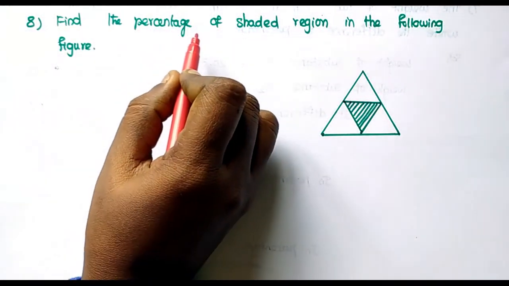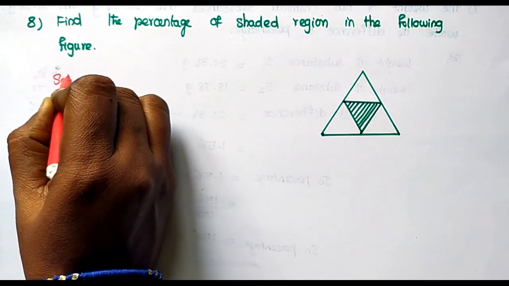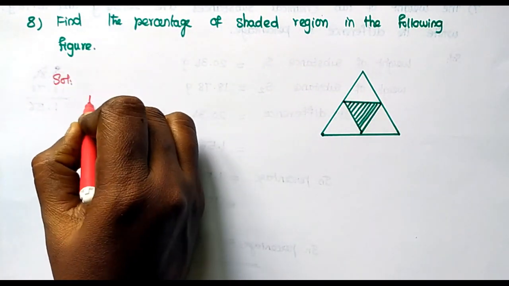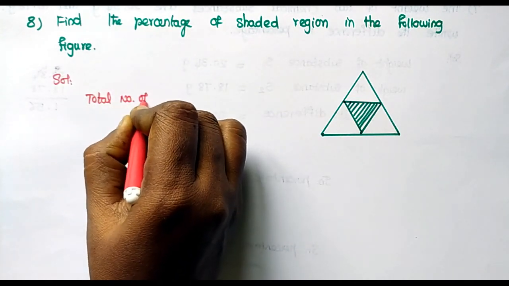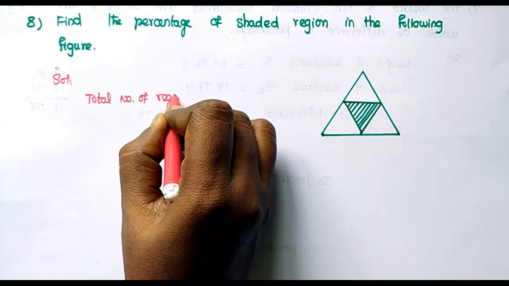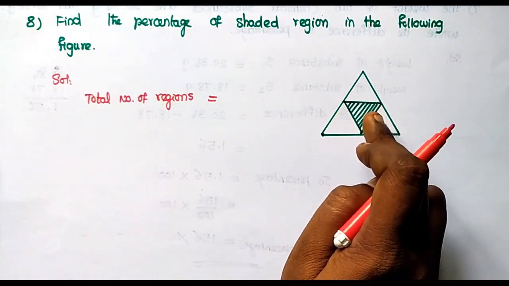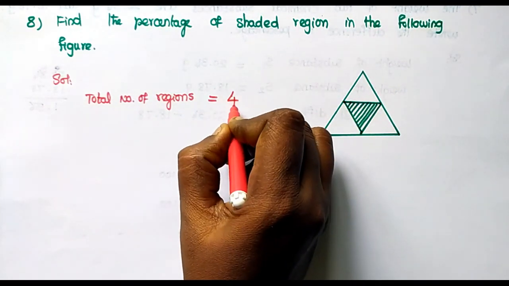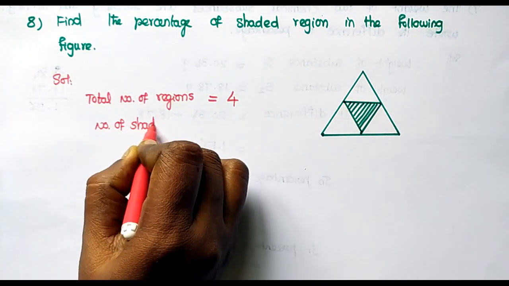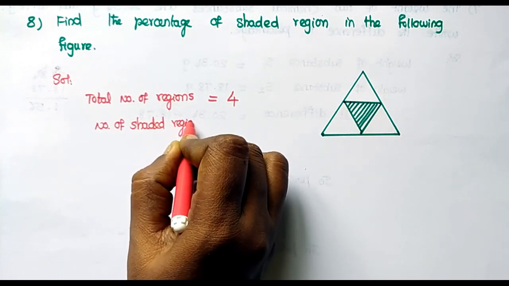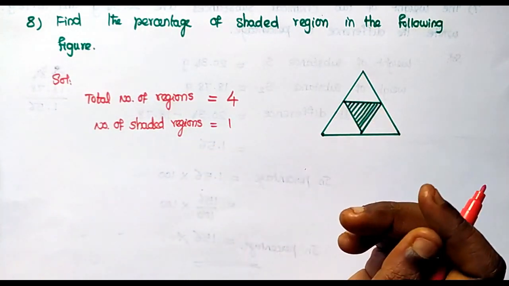Eighth sum, find the percentage of shaded region in the following figure. Listen. First, total number of regions. How many regions are there? 1, 2, 3, 4. 4 regions are there. And number of shaded regions. In that, how many regions were shaded? 1 is. So 1 is shaded.